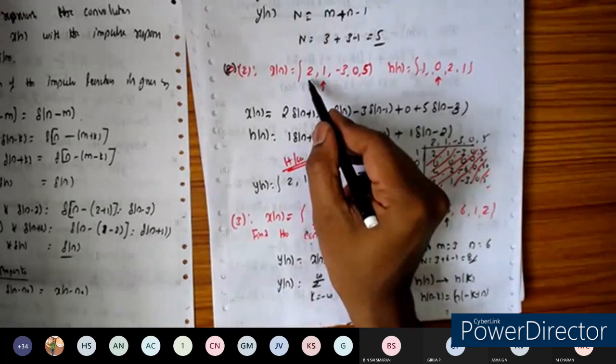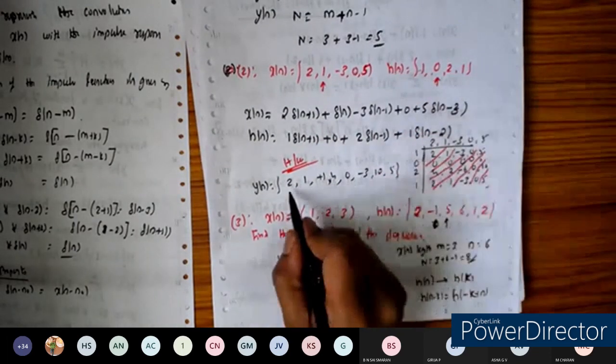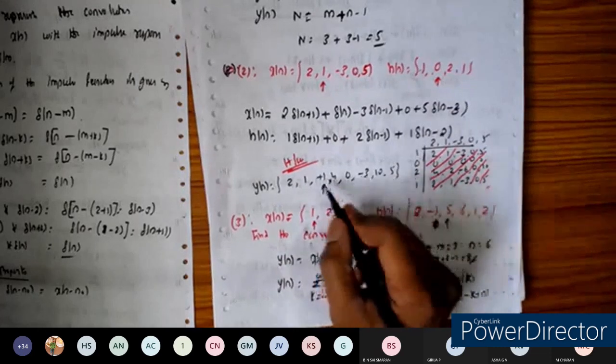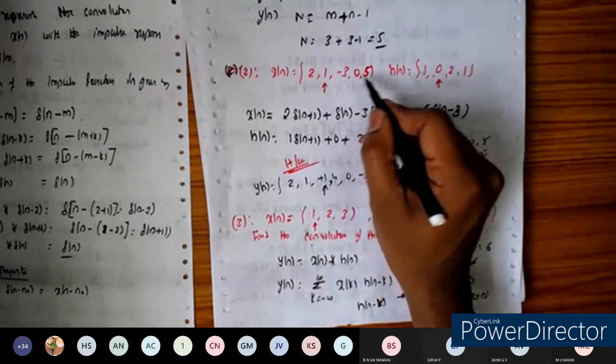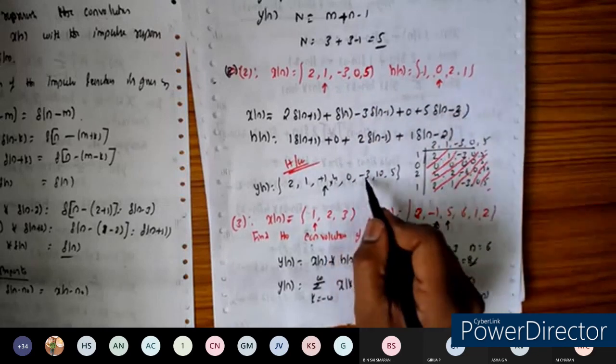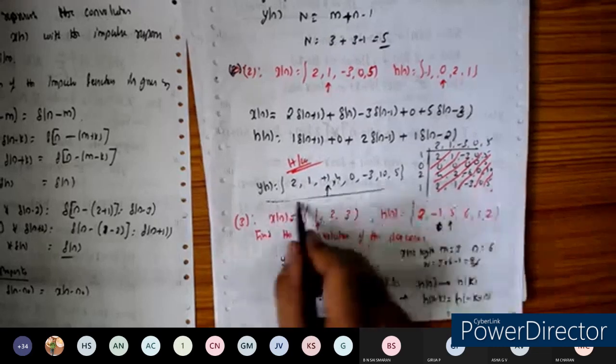The time index of this one is -1 and the time index of this one is -1. -1 will become -2 here. So this is -2, -1, 0. So this is the time index. Next it will be 1, 2, 3. This will be 1, 2. So 3 plus 2 will be 5. So this is 1, 2, 3, 4, 5. We got the time index 5 here. So this is the answer we got here.